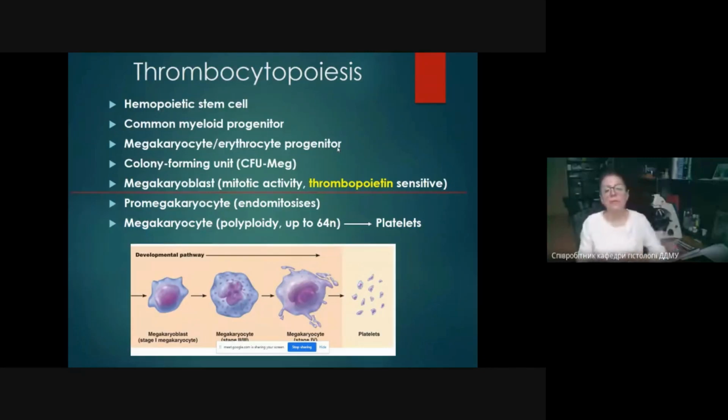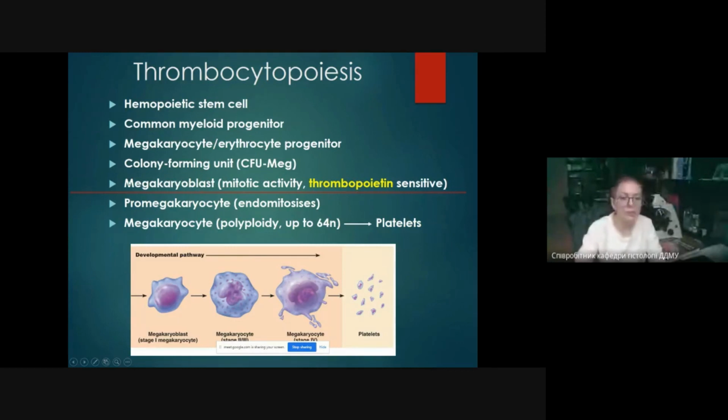Okay, and we are going to consider the development of platelets or thrombopoiesis or thrombocytopoiesis. This process is not very complicated, but very difficult to pronounce different cells. So everything started from hematopoietic stem cell, common myeloid progenitor, megakaryocyte erythrocyte progenitor, and at last colony-forming unit for megakaryocytes. So this is the unipotential precursor.